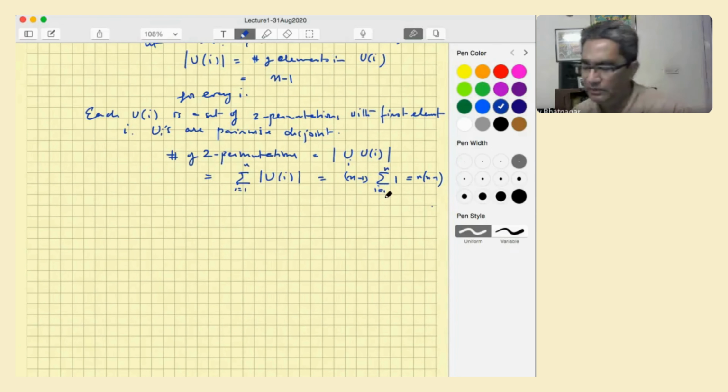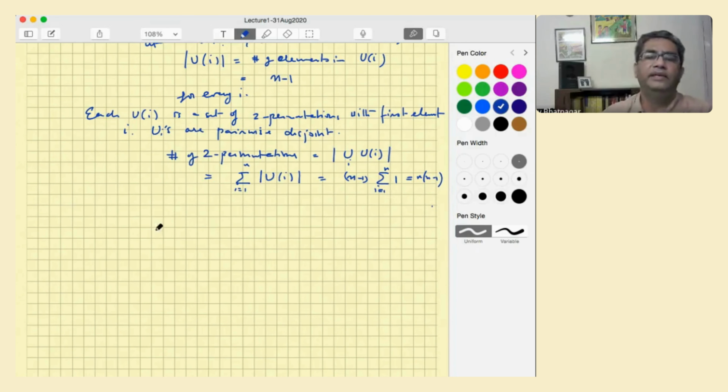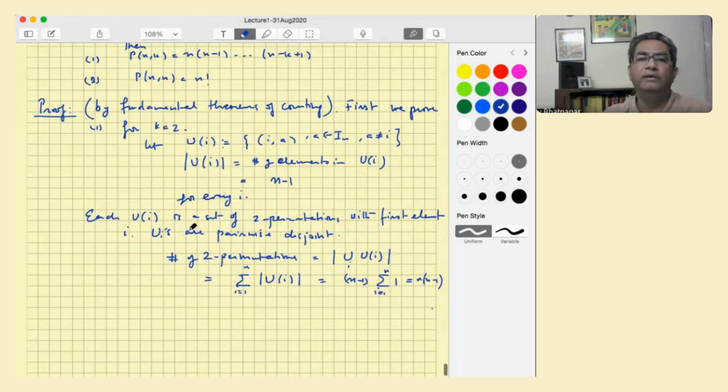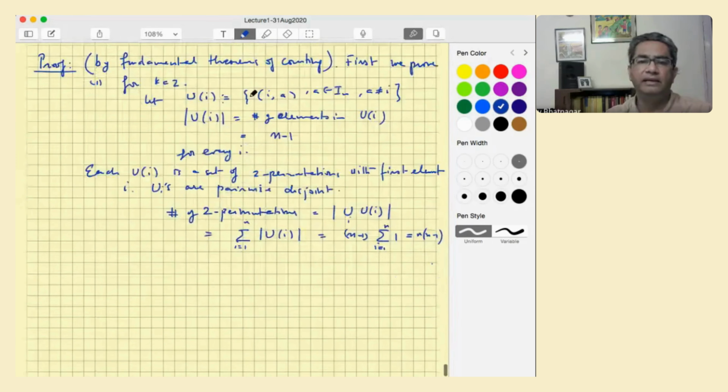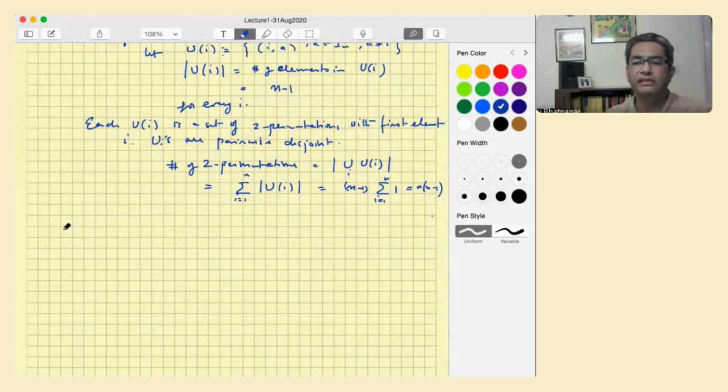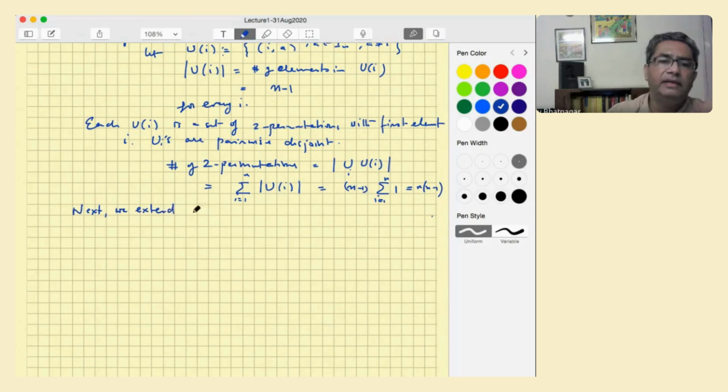So here I have to actually construct some kind of set to make it rigorous. I need to sometimes just make a set so that it's clear. Now the same thing can be argued by saying that the first part can be done in n ways and second n minus 1 ways and so on. But this is the real thing. So now we extend by induction. We extend by induction.